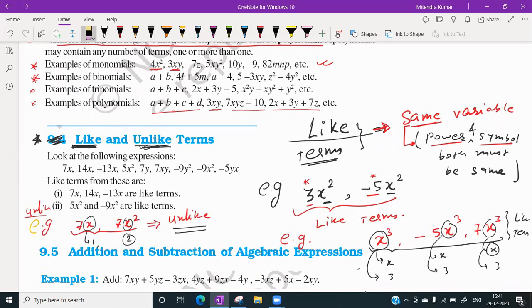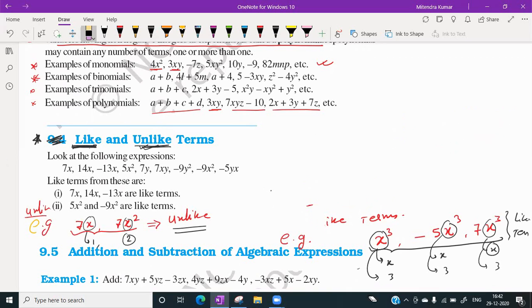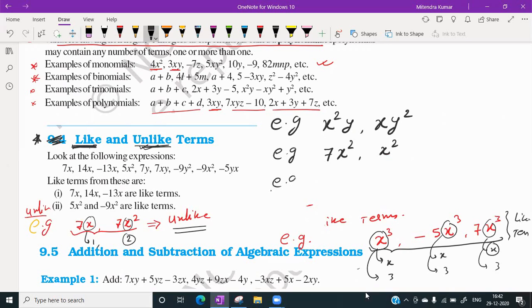Okay, so should I erase this? I'm writing some more examples. You have to answer. Example: x square y, or maybe y square. Example: 7x square, x square. Example: a square b.